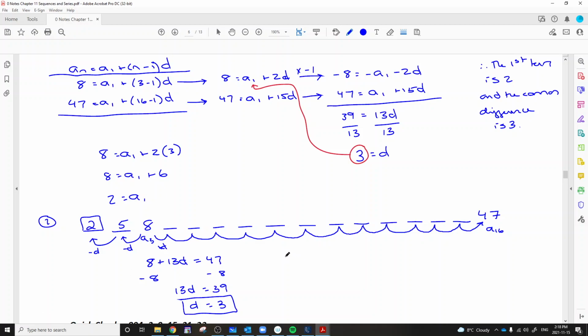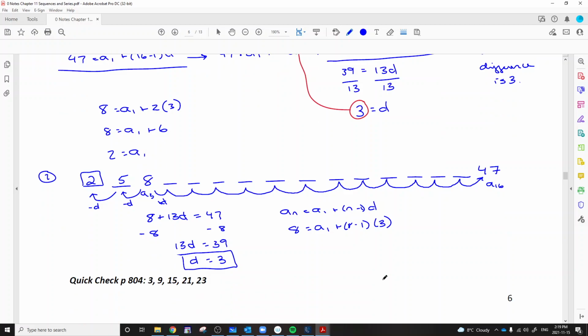Or you could have made your equation, right? You could have used a_n is equal to first term plus n minus 1 times d. And now I knew the d, so I could have found the first term by plugging in 8 for n: a1 plus 8 minus 1 times 3, and then solving for a1. So it's totally up to you, however you want to solve the equation, or however it makes sense to you visually to be able to see how this would work. Feel free, but there's lots of practice. So now I would do the quick check, go to page 84 and do those questions at least. Good luck.